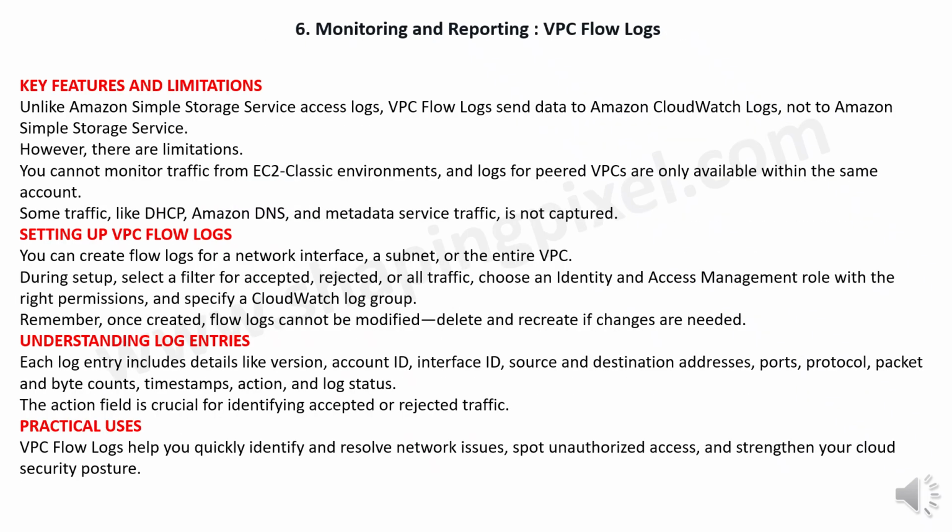Virtual Private Cloud Flow Logs, or VPC flow logs, capture IP traffic information flowing between network interfaces in your virtual private cloud. This is essential for monitoring, troubleshooting, and securing your cloud environment, especially when managing hundreds of resources across multiple subnets and VPCs. Unlike Amazon Simple Storage Service access logs, VPC flow logs send data to Amazon CloudWatch logs, not to Amazon Simple Storage Service.